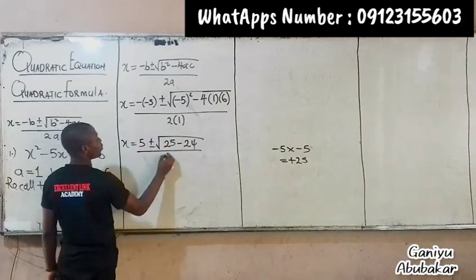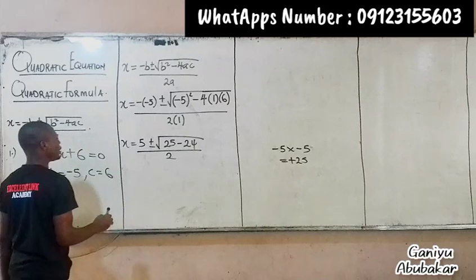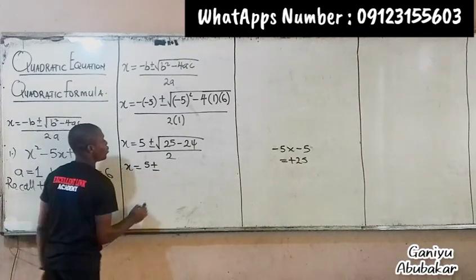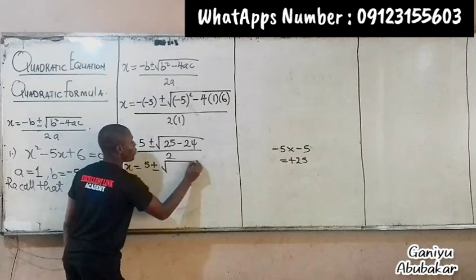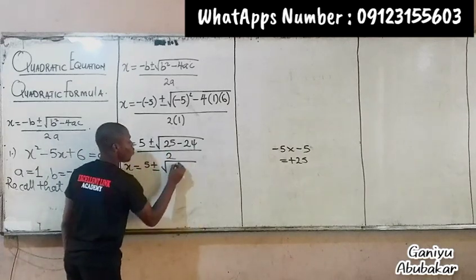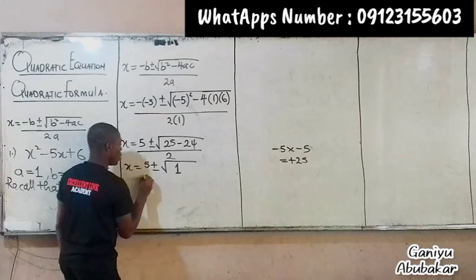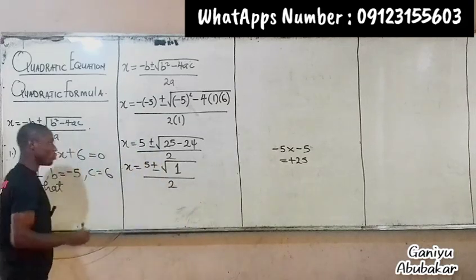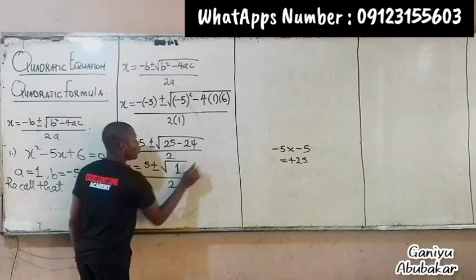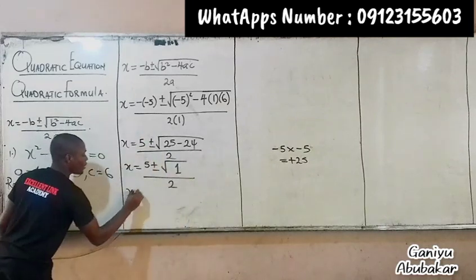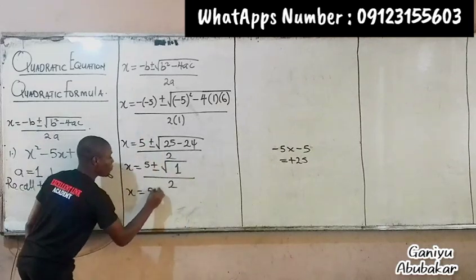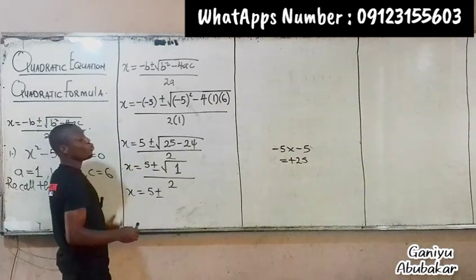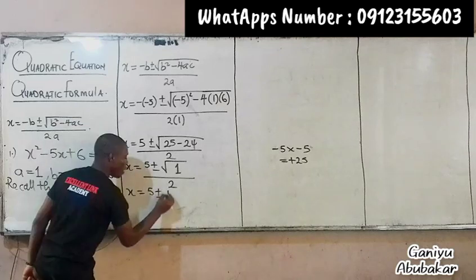Just 2. At this point, I have x is equal to 5 plus or minus root of this minus, which becomes just 1. I have 1 all over 2. Of course, root 1 becomes 1. So x is now equal to 5 plus or minus root 1, and we know root 1 is just 1. I have 1 all over 2.